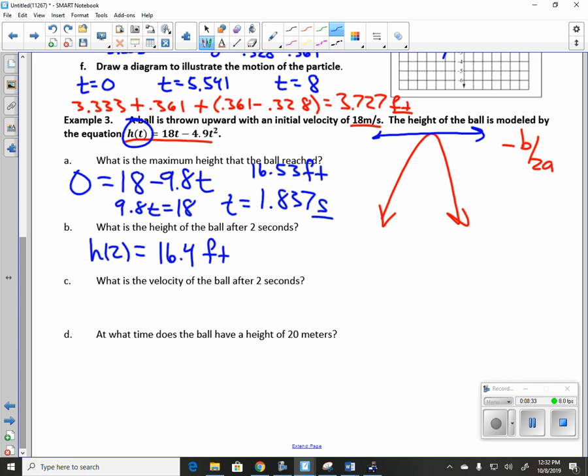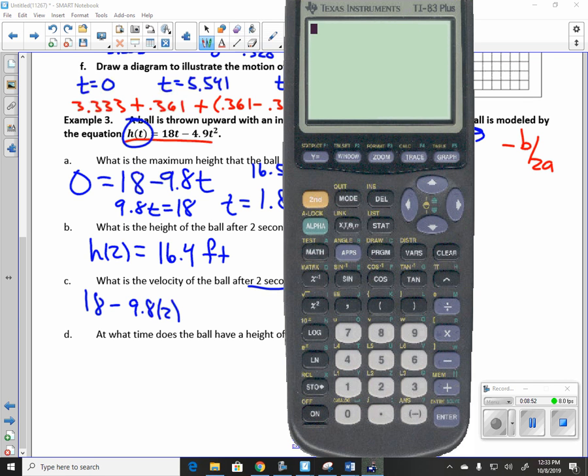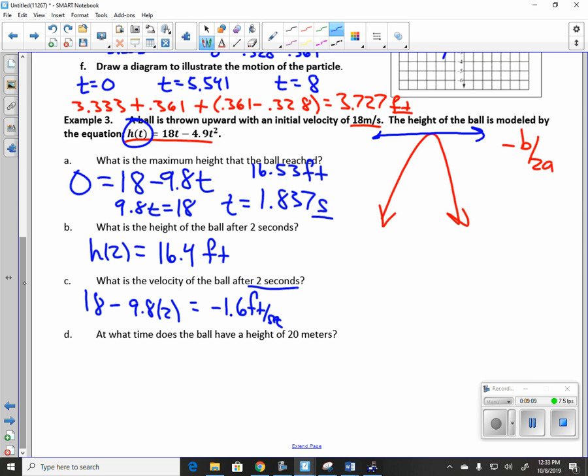I want to figure out the velocity of the ball after 2 seconds. Should the velocity be positive or negative at 2 seconds? Should be negative, it's on its way down, right? How do I determine the velocity after 2? 18 minus 9.8 times 2. Very good. Let's figure out what that is. 18 minus 9.8 times 2. Negative 1.6 feet per second. Oh, looks like we're in meters, huh? Sorry about that.